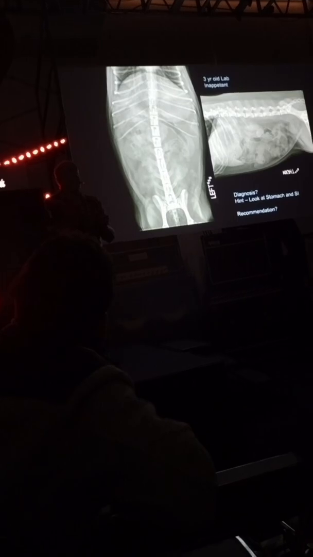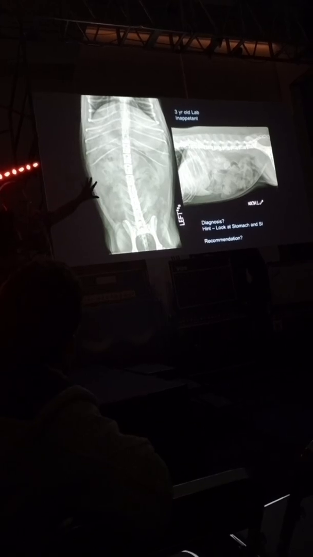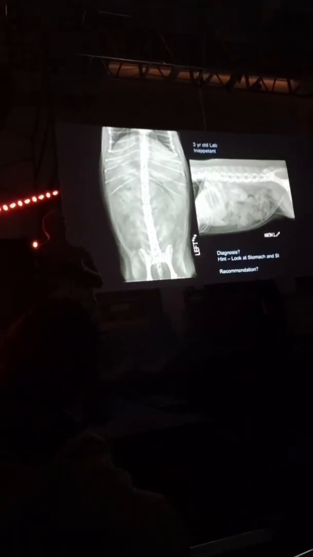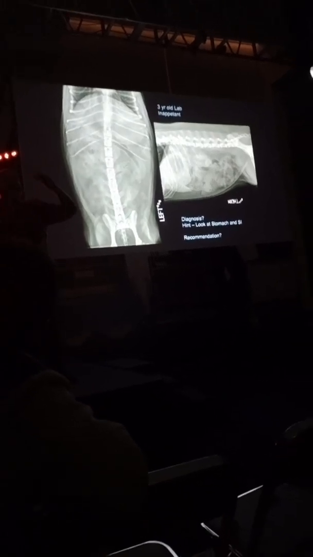Now look at the opacity. This is gray. This is a gray stomach. There's fluid and gas creating that gray. And in an animal with no appetite, I'll bet it was vomiting. I'm bothered. Now let's see what you remember. A stomach that's moderately distended with gas and fluid. Two differentials.